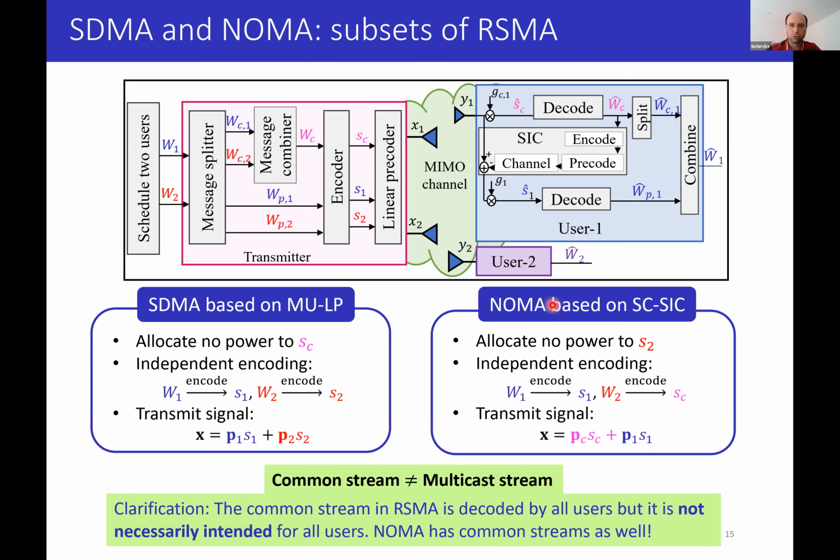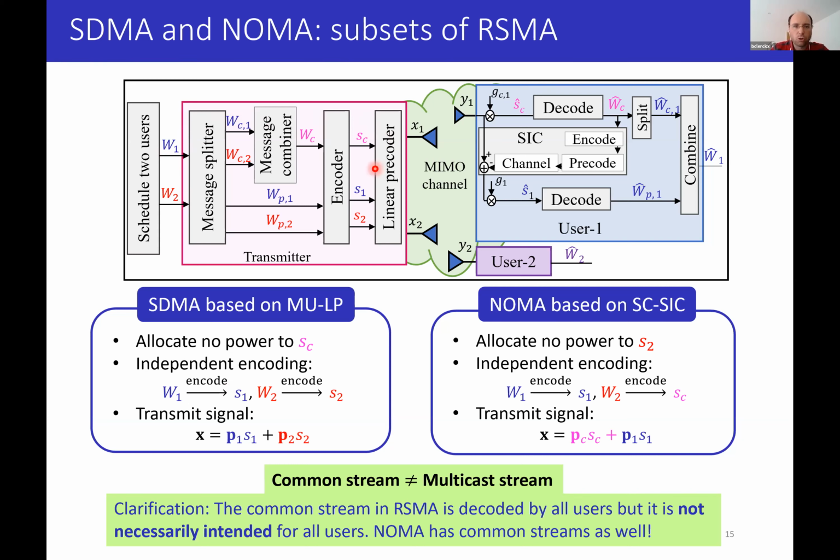So to see this, we can simply think about SDMA. What is SDMA? SDMA is taking a message and encoding it directly into a private stream. So I take W1 and encode W1 directly into S1. I take W2 and encode W2 directly into S2. So in SDMA, I don't have a common stream. I don't split the messages. W1 is not split into WC and WP1.